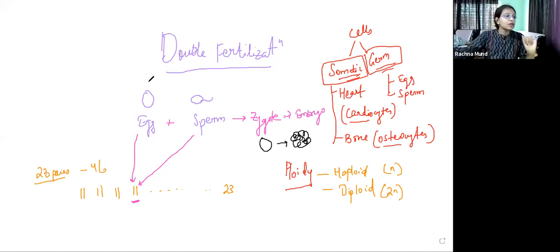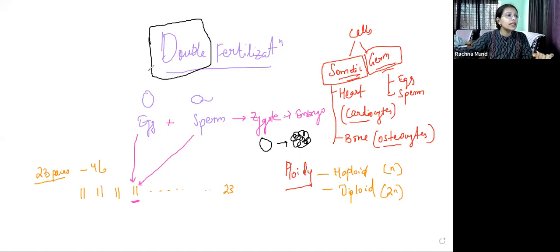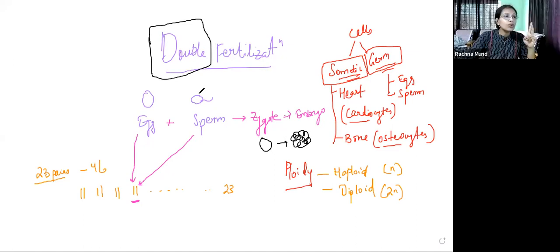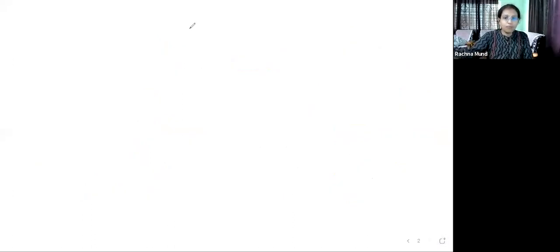Okay. So now, come back to plants. Here in plants, we have the word double fertilization. Double means twice. This egg and sperm meeting, we call it fertilization. So two fertilizations occur in plants, and that is why we use the term double fertilization. Okay. Now, in plants, we know that there are two sperms.